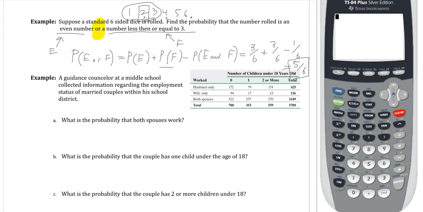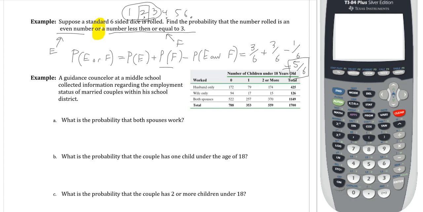You can also note by how I selected things and labeled things, there are some values that were not used. For example, the number 5 is neither even nor less than or equal to 3. So it should not be a 100% chance. If I were to just do 3 out of 6 plus 3 out of 6, I would get 6 out of 6 or 100% chance. But there are some outcomes that don't fall in line with this. So that should not make any sense.